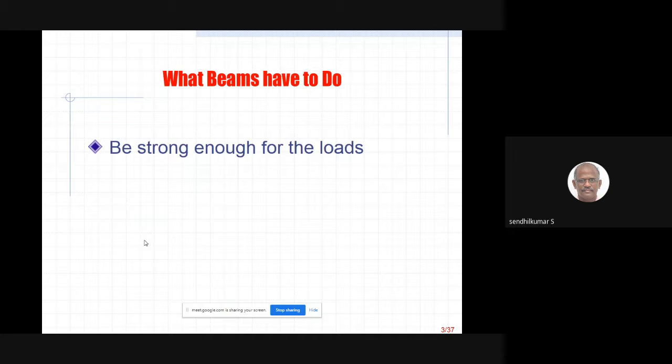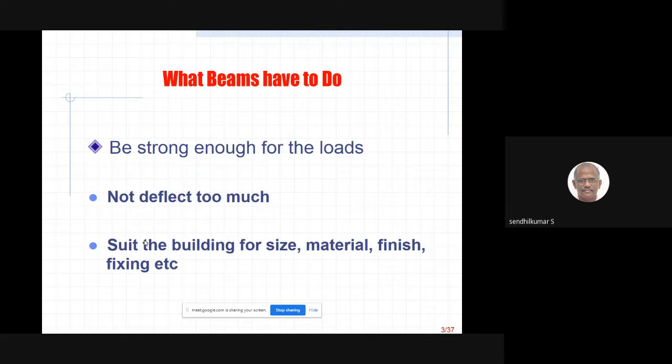So the objective of this unit is to take up these beams, bending and shear. The beam has to be strong enough for the loads and it should not deflect too much, and it should suit the size of the building, the material, the surface finish, fixing and other properties.